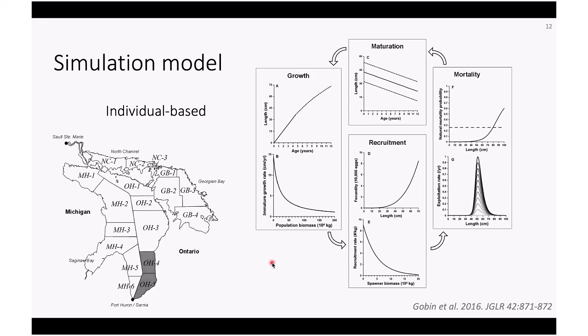So the ecological component of this model is that it allows us to incorporate feedbacks like density dependence. How does the population biomass influence how much you might grow? Because as you have more individuals in the population, you're going to be competing more. You may not grow as quickly. So we could account for those types of ecological feedbacks in growth and in recruitment.